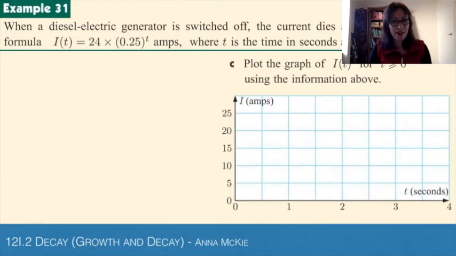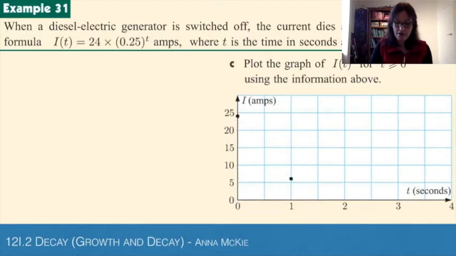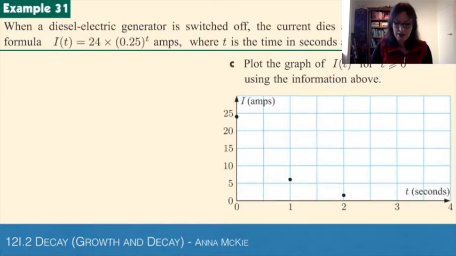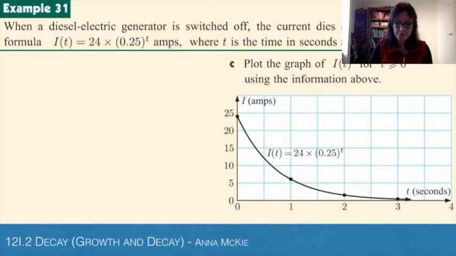We need to label our axes, not x and y in this case. We've got I and t. Always good to write what the units are for those two. And we're going to plot the points. So I of 0 was 24. I of 1, so after 1 second, we're down to 6 amps, and so on, plotting our 4 points and connecting the dots. And there's our graph there. And label your function. Don't leave that line on its own.